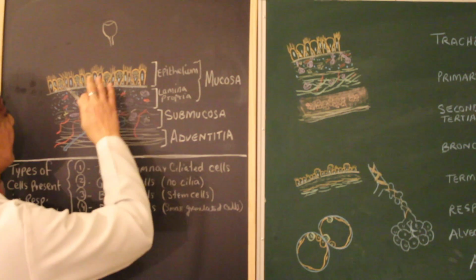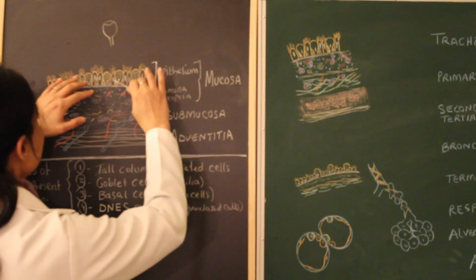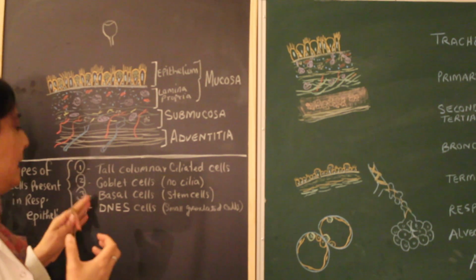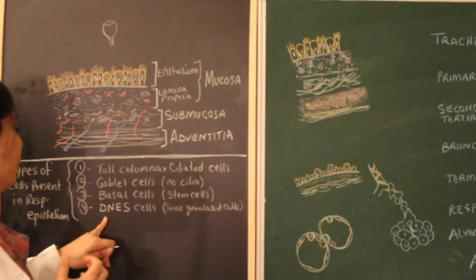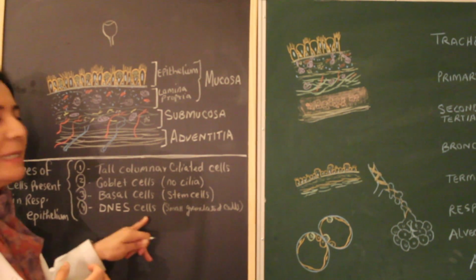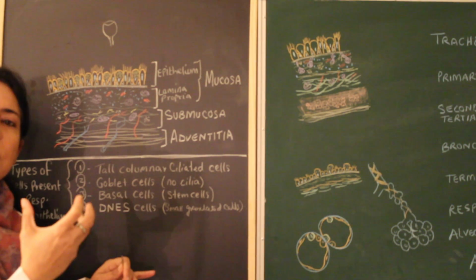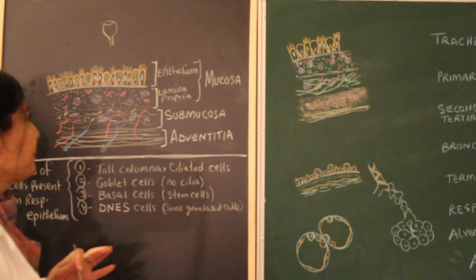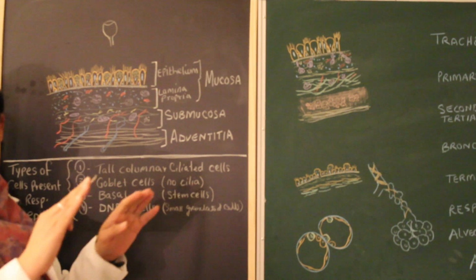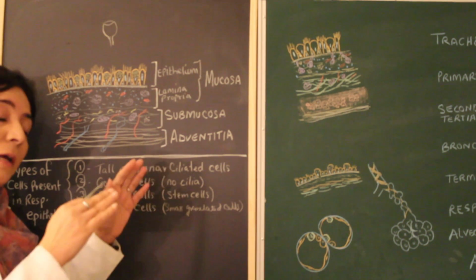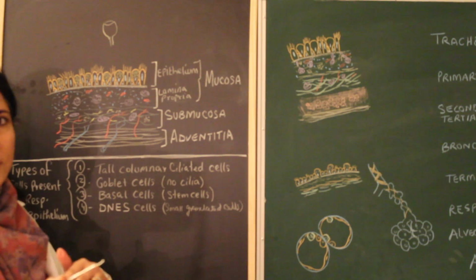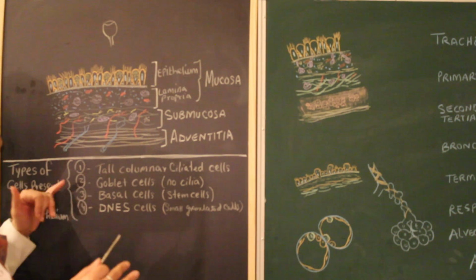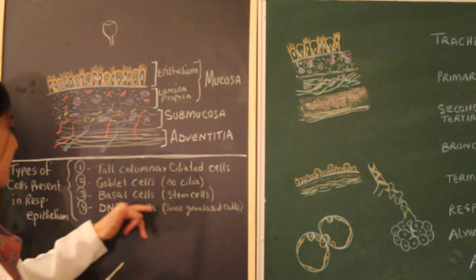Then there are cells which are dispersed within this line of cells. These cells are the DNES, diffuse neuroendocrine system cells. These cells are responsible for the production and release of hormones. They are present in most of the epithelial linings of the respiratory tract and the gastrointestinal tract, and they are present in the majority of places. The diffuse neuroendocrine system cells.